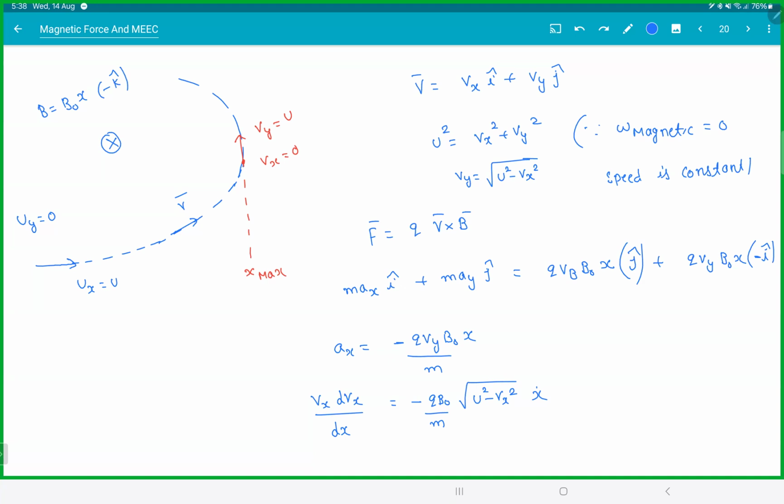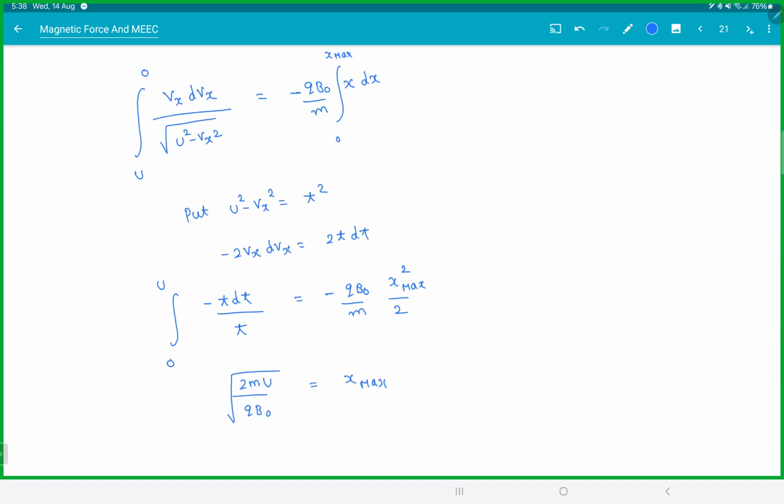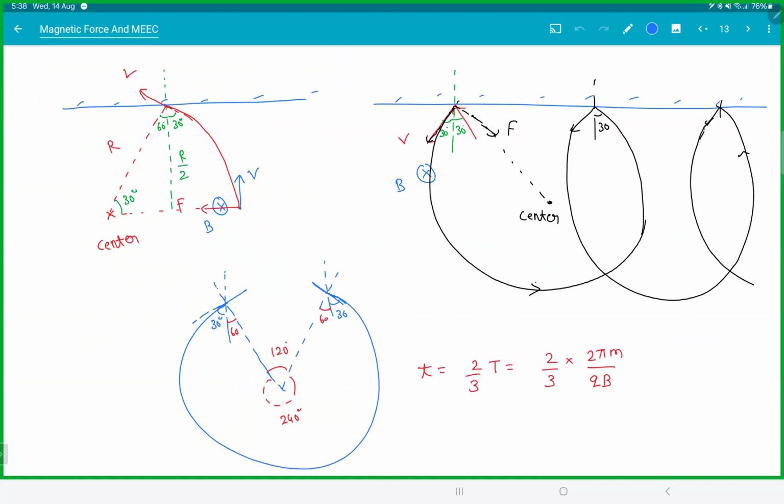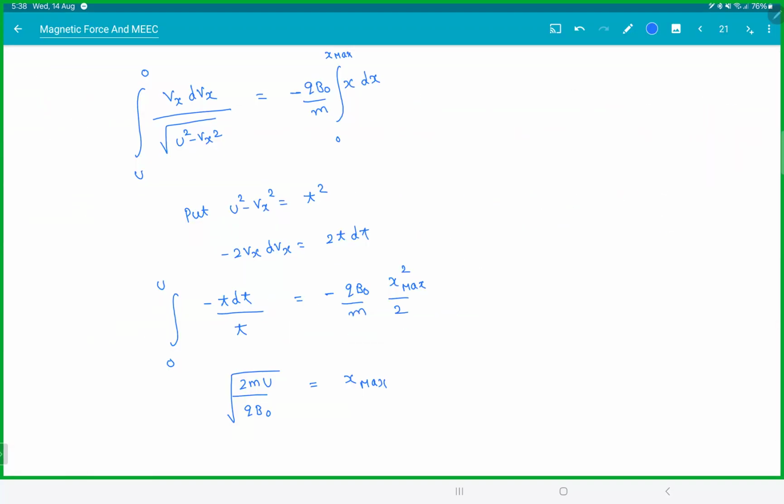Please check. All clear with the steps? Any doubts on this? Please ask me. Clear? Let's see one more. Turn the page.